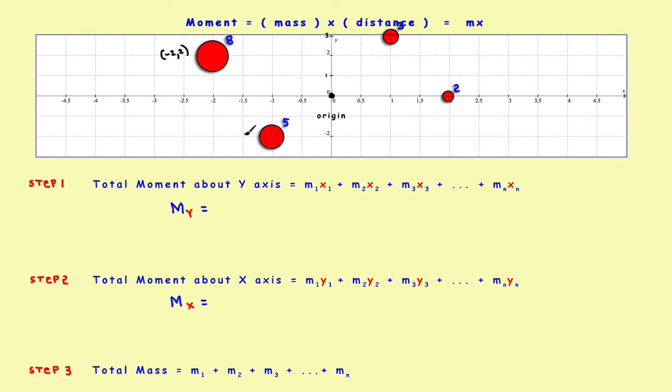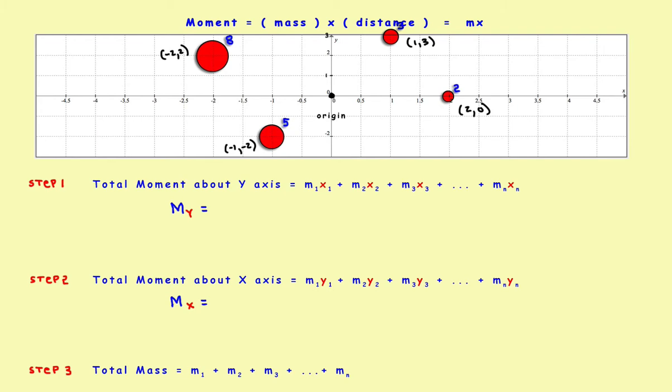The 5-kilogram mass is centered at minus 1, minus 2. So this one would be minus 1, minus 2. The 3-kilogram mass, it's over 1 and up 3. So this is going to be centered at 1, 3. And then finally, the 2-kilogram mass, over 2, up nothing. So this is going to be centered at 2 and 0. So I've got an x and a y coordinate for each point. Okay, now let's start out by first of all finding the moments.